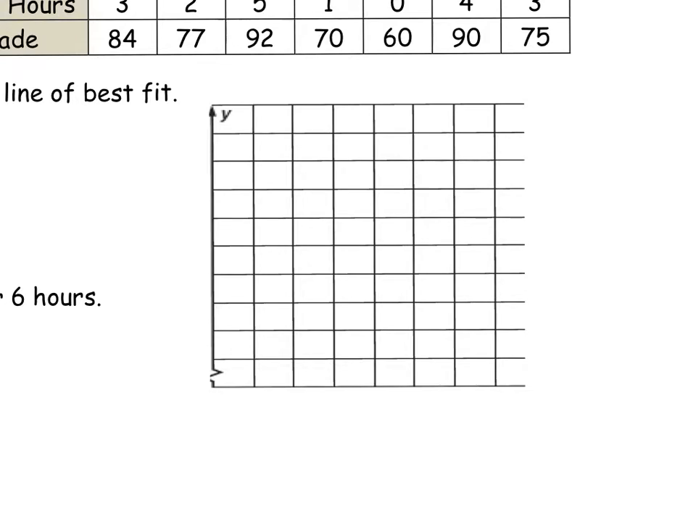One, it's not labeled. So in your table, it says X. It doesn't actually say this, but it tells you what the study hours are. Those are our X. So study hours. And then obviously we're going to have grade is our Y value here. And we have to come up with what to count by.